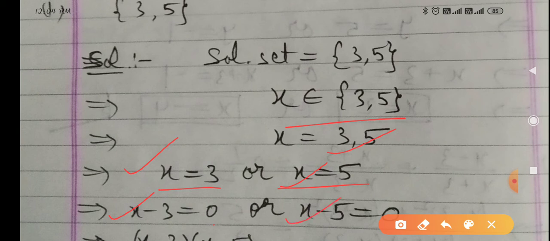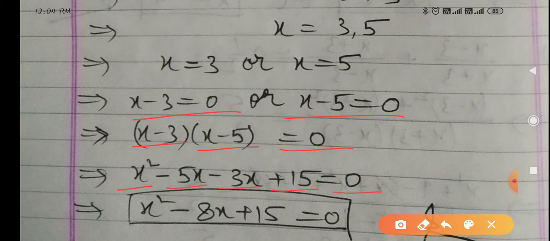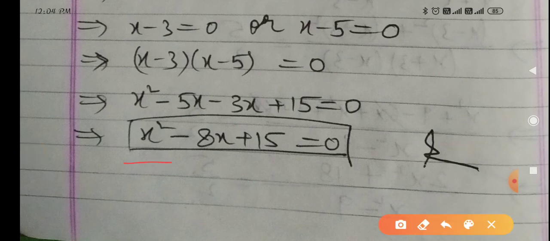Take 5 to LHS. When x minus 3 is equal to 0 and x minus 5 is equal to 0, it means that their product is also equal to 0. So (x minus 3)(x minus 5) is equal to 0. Now you multiply both the brackets. X square minus 5x minus 3x plus 15 is equal to 0. You simplify the terms. You are getting x square minus 8x plus 15 is equal to 0, which is the required quadratic equation.